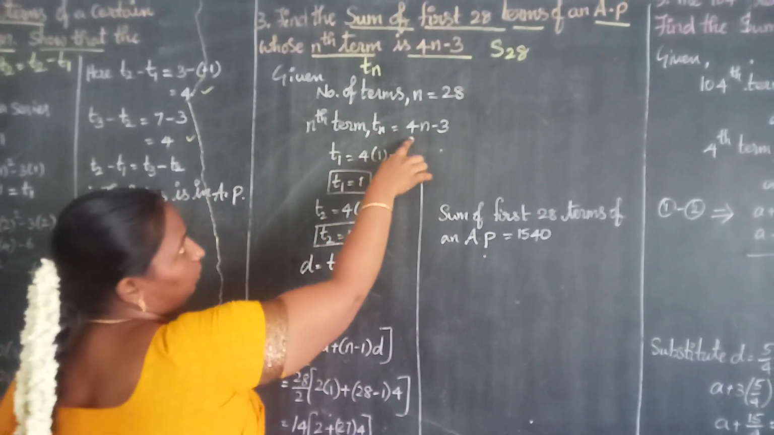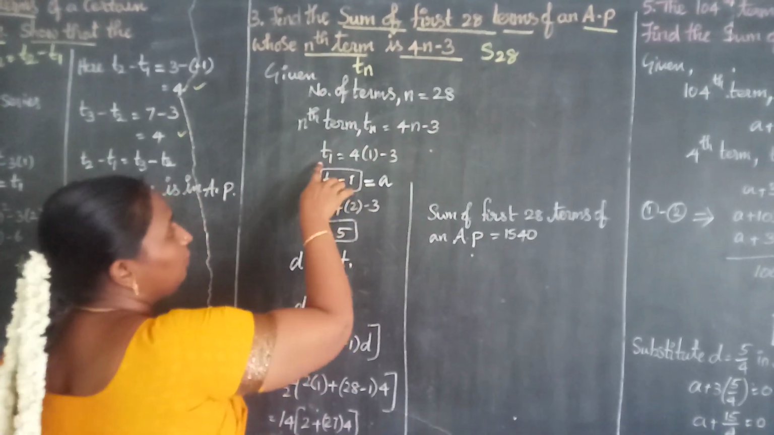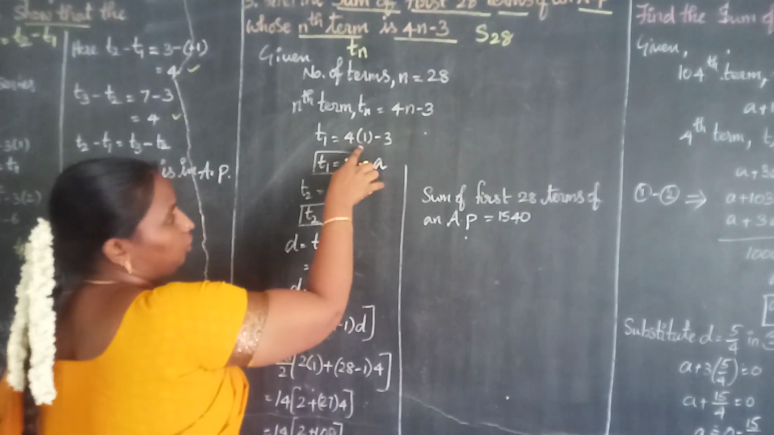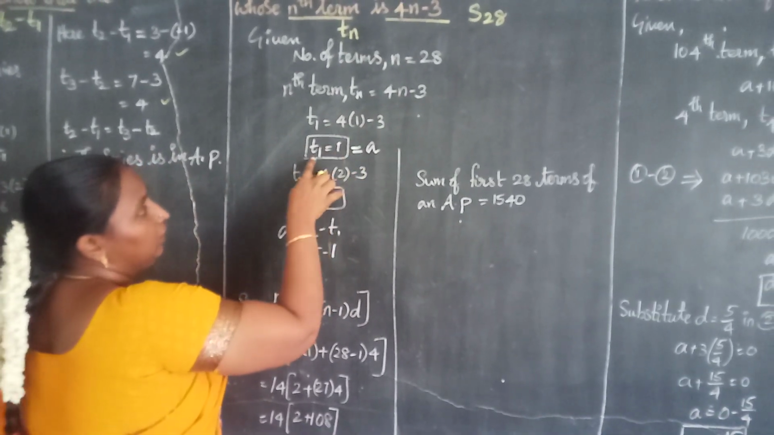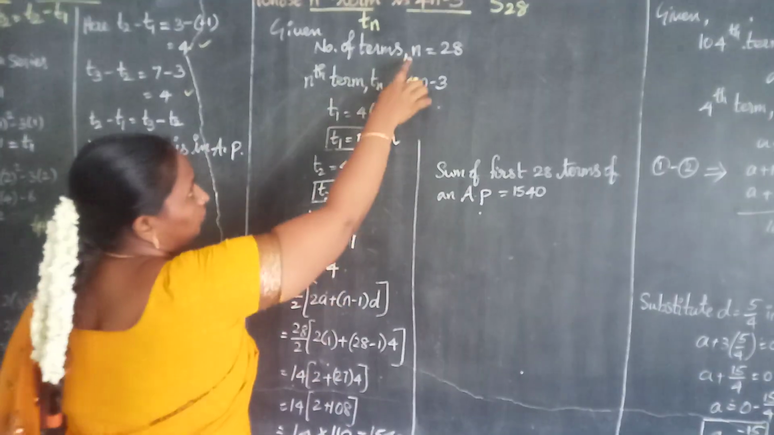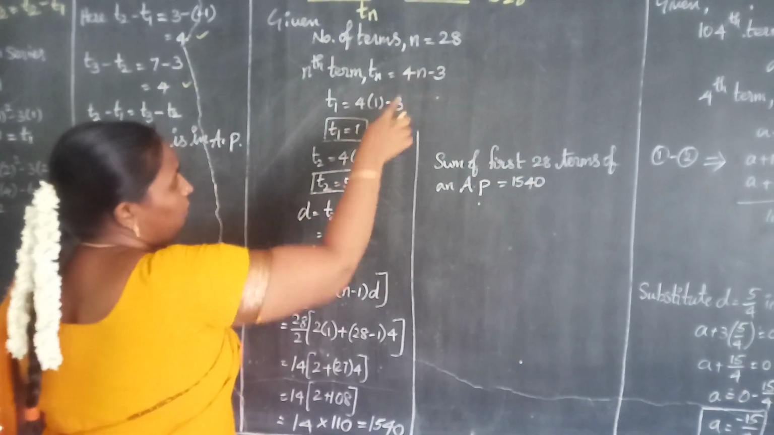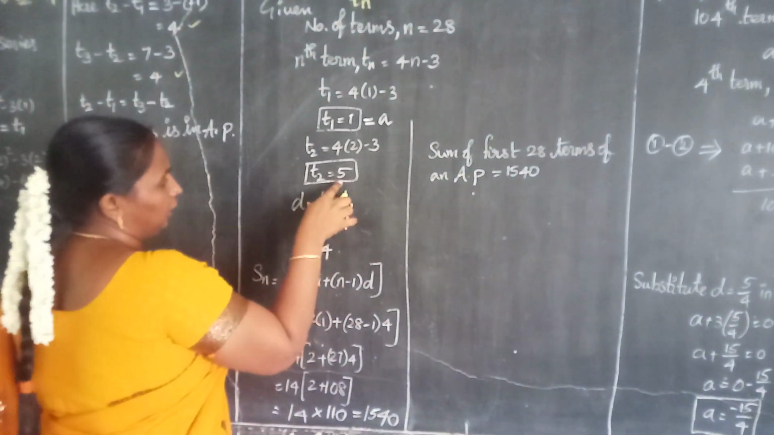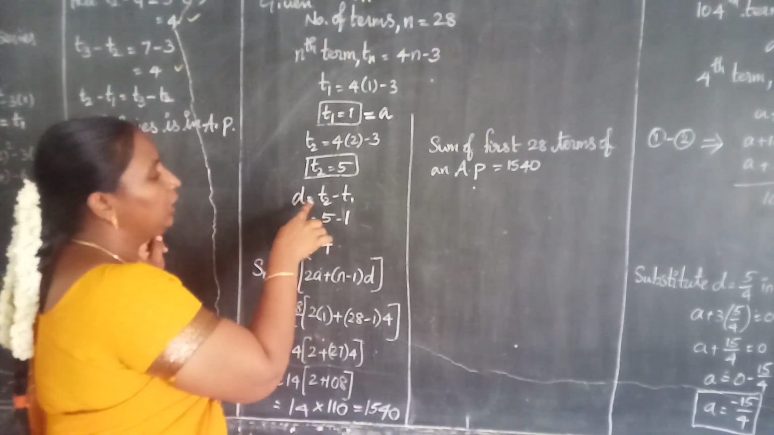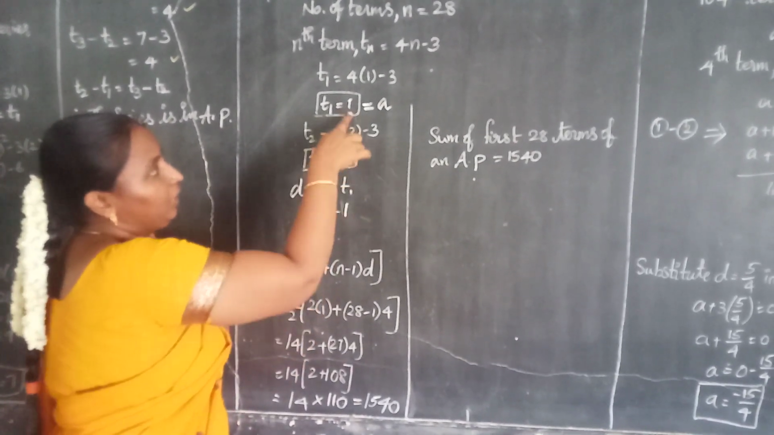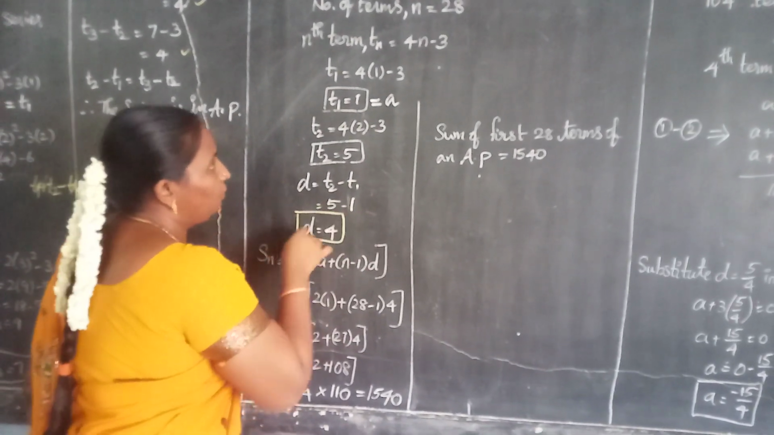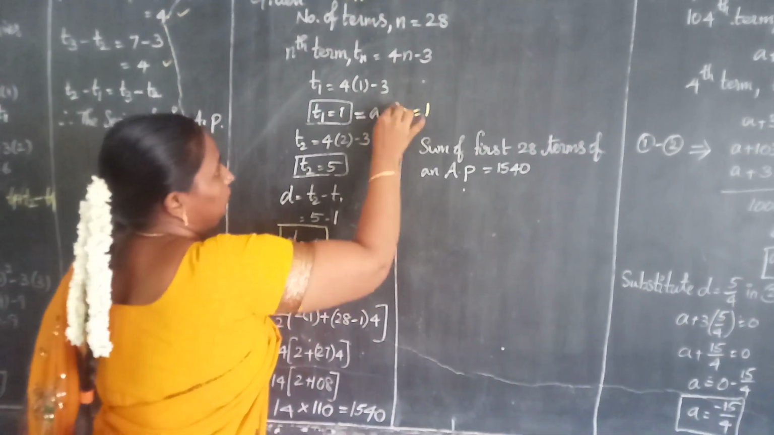Nth term Tn equal to, they given, 4n minus 3. First we are going to find T1. T1 equal to 4 into, instead of n, substitute 1. 4 minus 3 will get 1. That is the first term, nothing but the A value. Next T2. Instead of n substitute 2. 4 into 2 minus 3, 8 minus 3 will get 5. T2 equal to 5. So the common difference, how do we find the common difference? T2 minus T1. T2 we got 5, T1 is 1. So 5 minus 1 will get D value as 4. Here A value is 1.